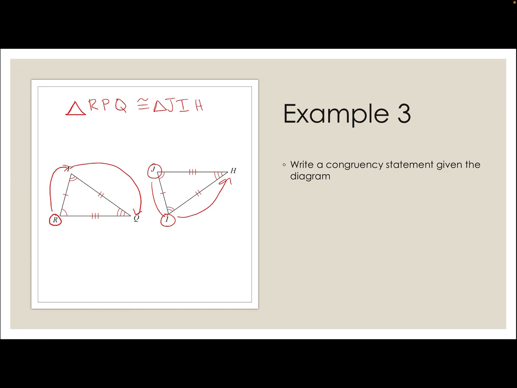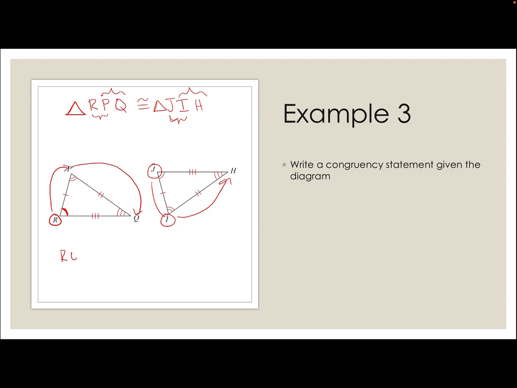And you can check any two letters to see if the segments line up. So then that would mean that segment RP should be congruent to segment JI, which is true. Then segment PQ is congruent to segment IH, which is also true. And finally, segment RQ would be congruent to segment JH. And all of those are true. So again, for the congruency statement, just write the angles in the same order based on the number of markings.